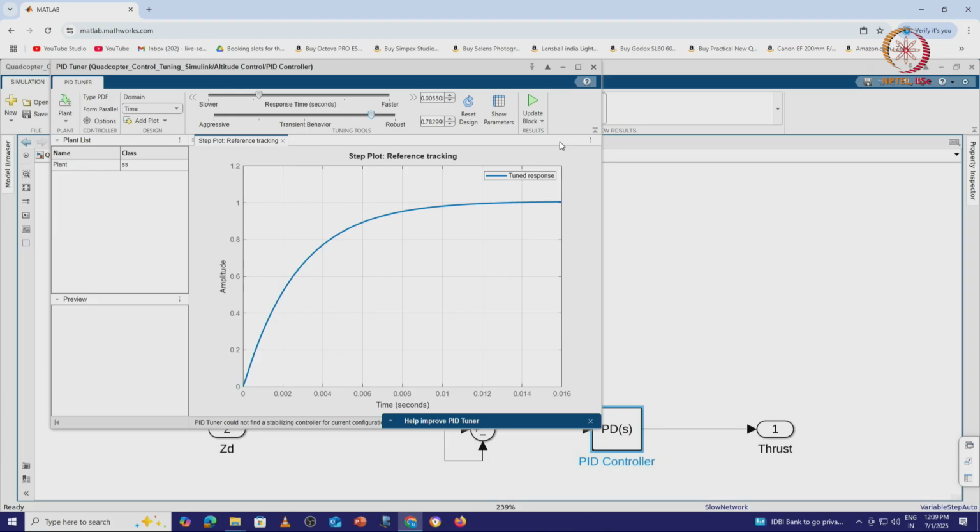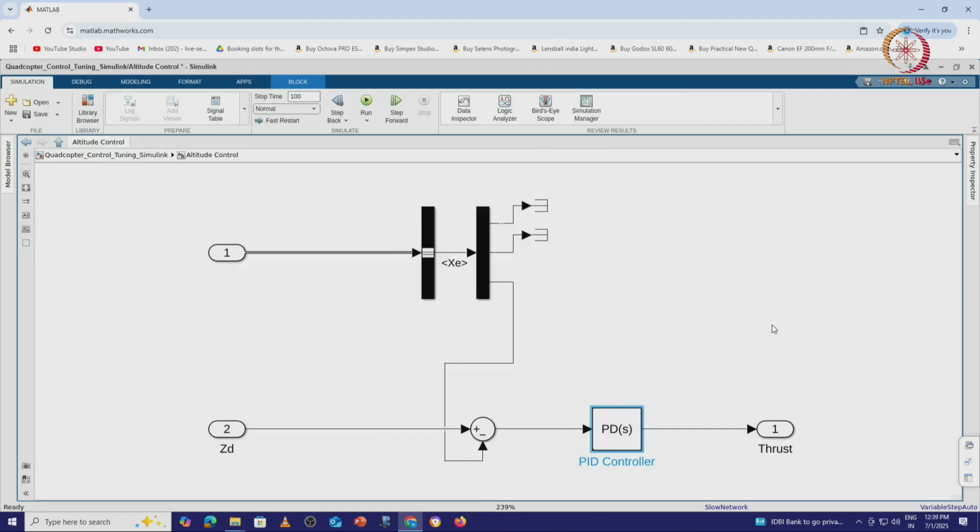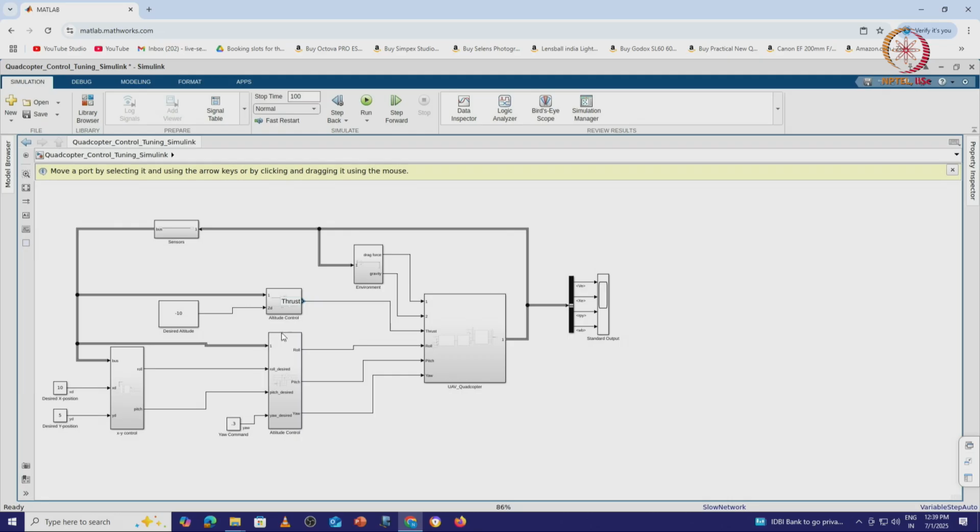The corresponding PID gains get updated, and that's what will be implemented here. If you go back, it gets updated here, and then you can just check your responses again. So it's a process. The same way you can do it for your roll, pitch and yaw. For every subsystem, you linearize it, you look at the first order response characteristics, and you see how the response is.